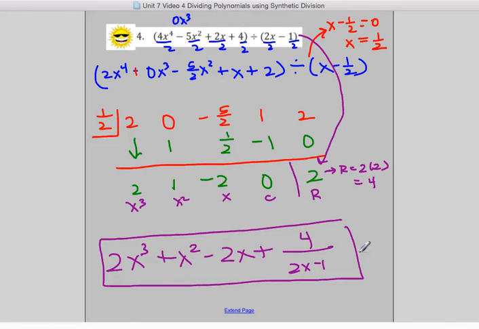The next two problems are word problems, so if you have any questions right now about the process of synthetic division, please write them down, come and ask. Otherwise, we're going to move on to the word problems.